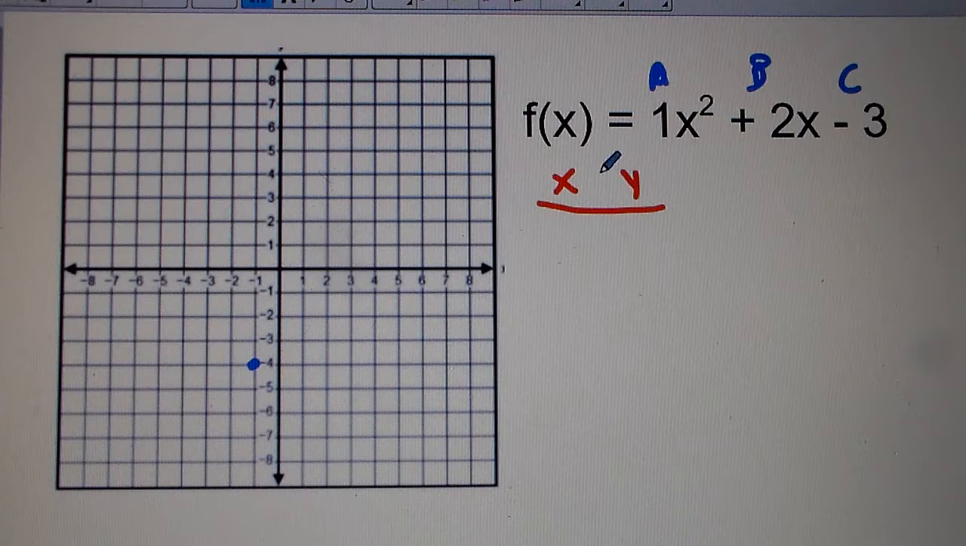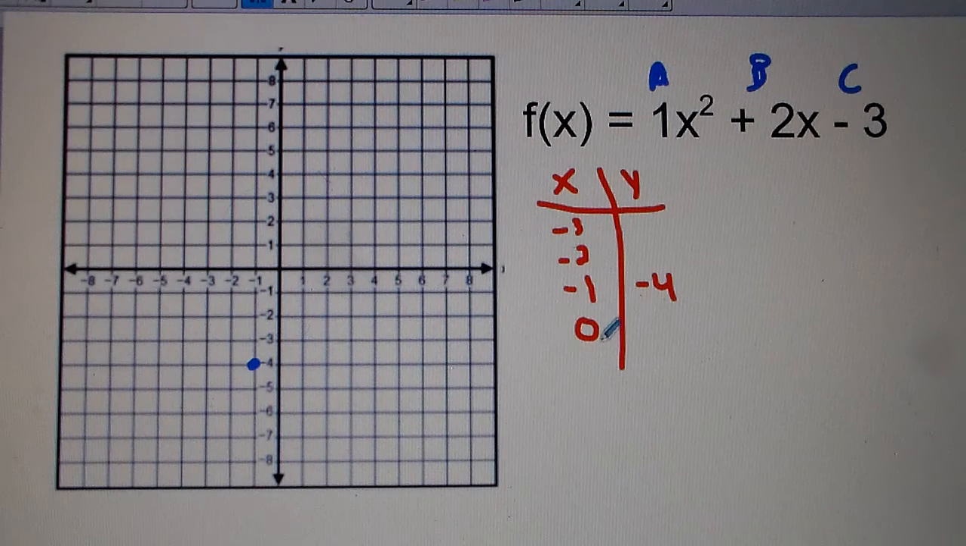So you have x, y. We know that the middle one is (-1, -4). Two numbers that are less than negative 1 are negative 2 and negative 3. Then two numbers that are greater than negative 1 are 0 and 1. So I'm going to put 0 in. 1 times 0 is 0, plus 2 times 0 is 0, and 0 minus 3 is negative 3.